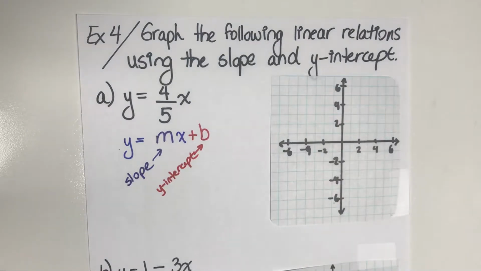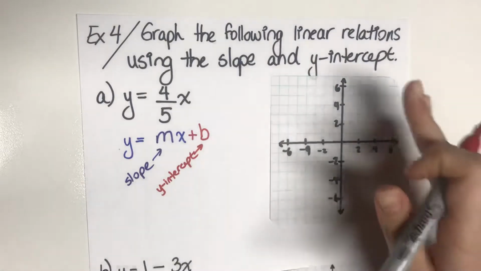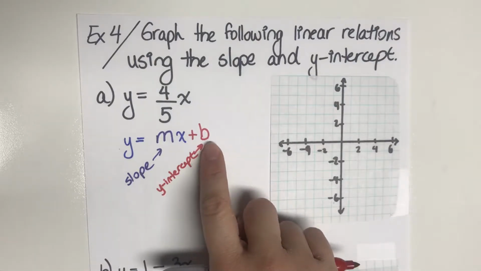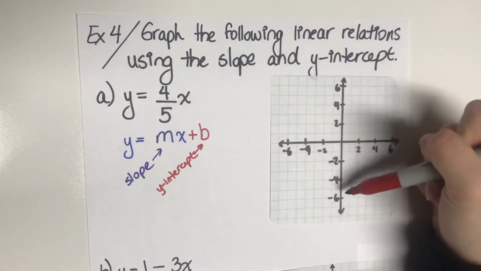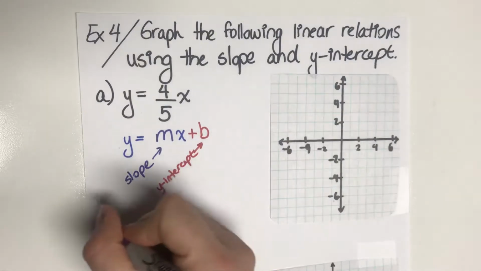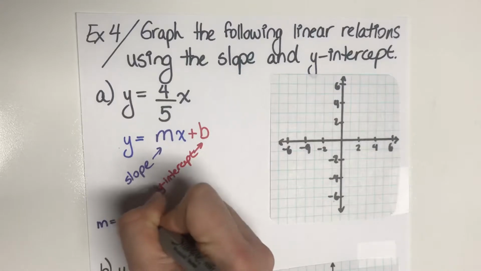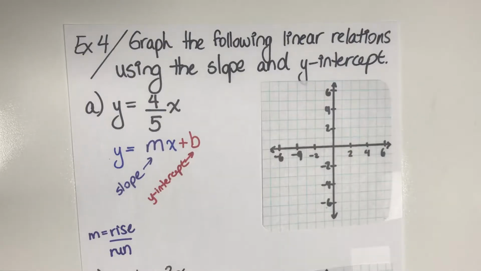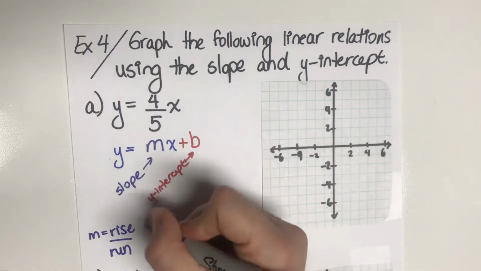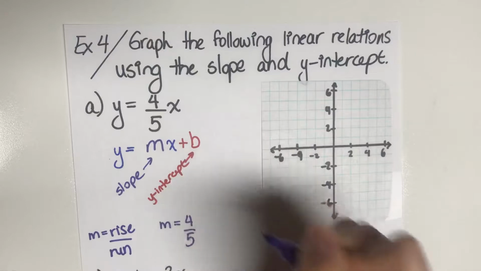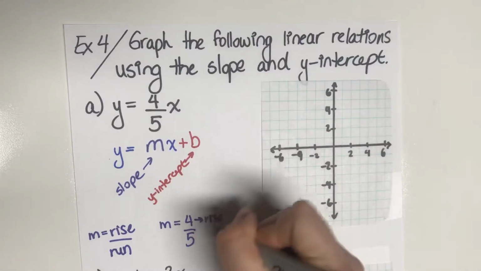So to graph a line using the slope and the y-intercept, I'm kind of working backwards from the logic where we found our slope and y-intercept on the graph. I know that my line is going to go through the y-intercept along the y-axis, and I know that my rise and my run are going to give me the slope. So my slope is equal to rise over run, and my y-intercept is where it goes through the y-axis. So in this case, my slope is 4 over 5. So that means this is my rise and this is my run.